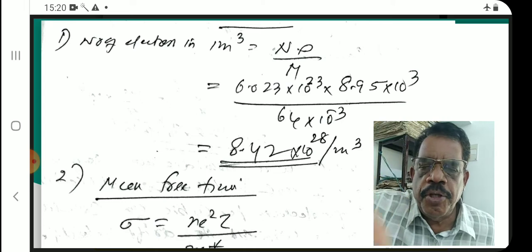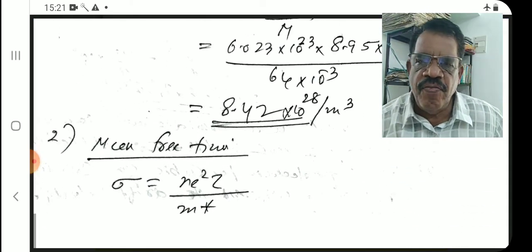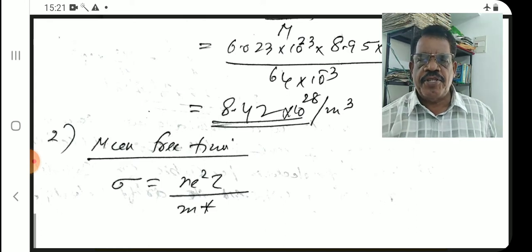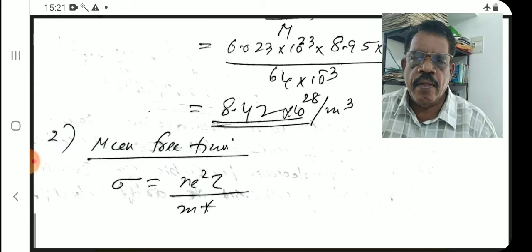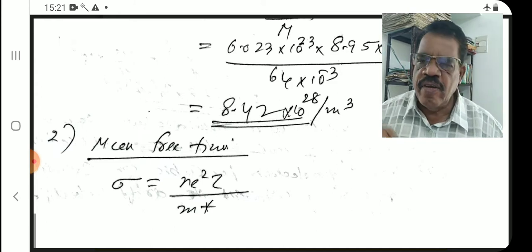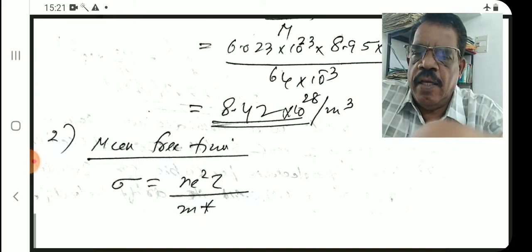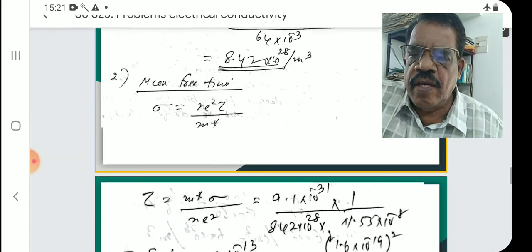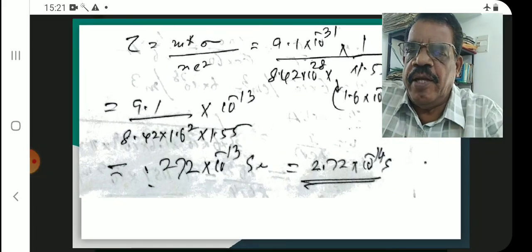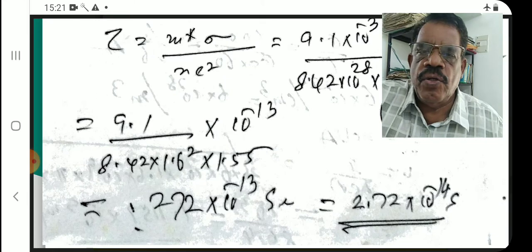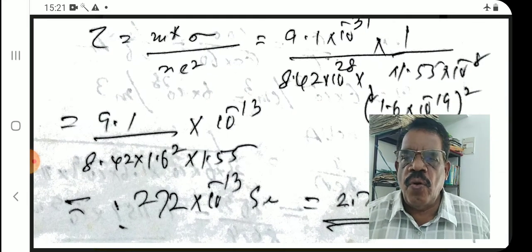28 per meter cubed, that is n. Next the mean free time, and for that we apply the conductivity relation. The conductivity relation we apply is sigma equals n e square tau by m star. m star is m itself, the rest mass we can take. And from that, if we find tau, we get tau is equal to m star sigma by n e square.